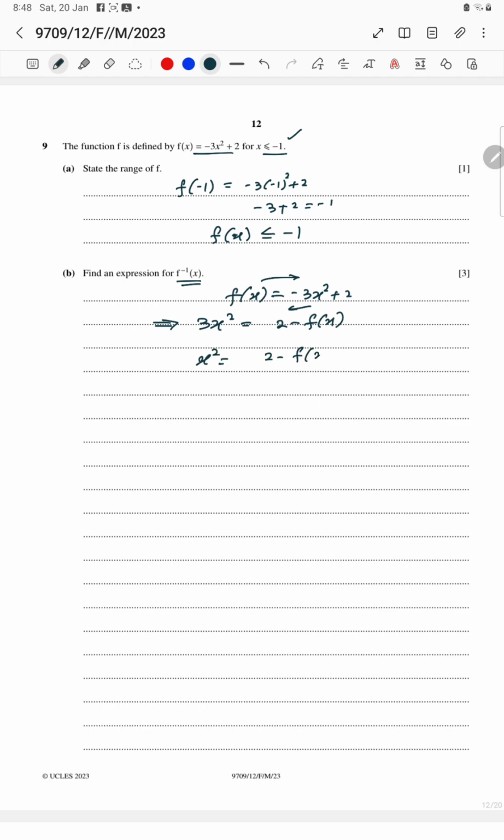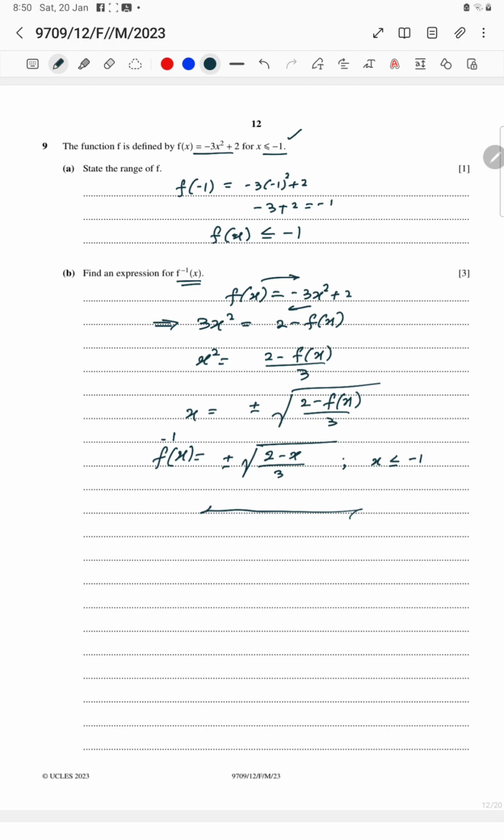Taking the square root of 2 minus f of x by 3, we will get plus minus root of 2 minus f of x by 3. As it is taken for x less than or equal to -1, for the positive we will take the positive root as 2 minus x by 3, and this becomes f inverse of x. So that is the final solution of the 3 marks for this case. I hope you got it.